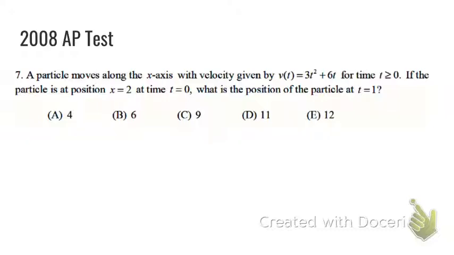So, let's see what they're giving us. They are giving us the velocity function, and they're asking us information about the position function, which means we have to take an integral. Now, remember that we are given this velocity equation, but we're also given this initial condition. They're telling us that when time equals 0, the position is 2.